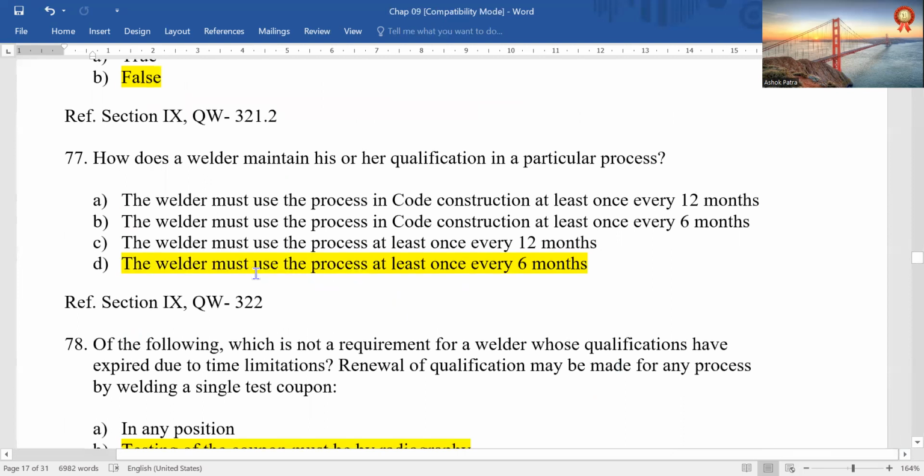How does a welder maintain his/her qualification in a particular process? The welder must use the process at least once every 6 months.